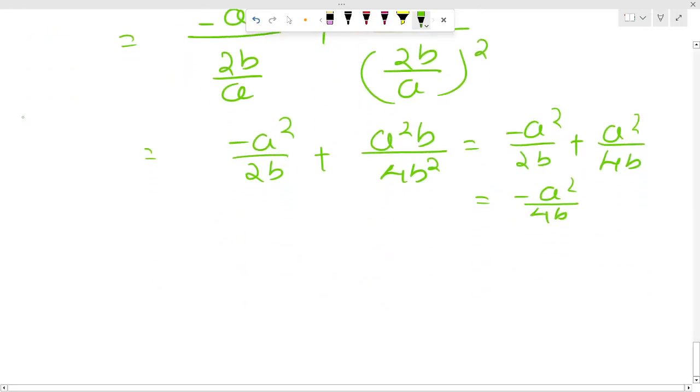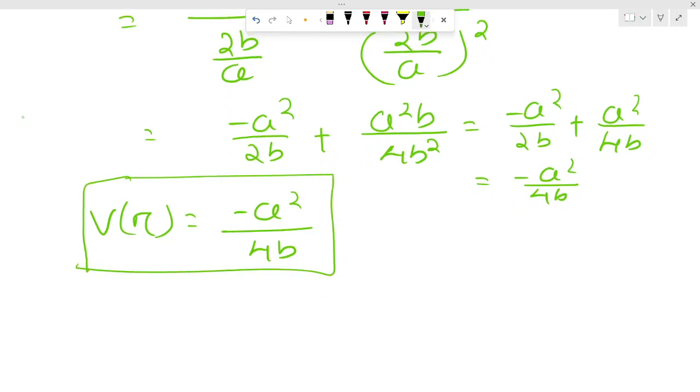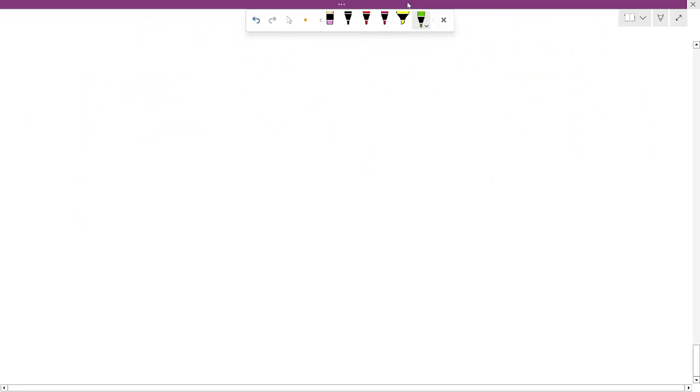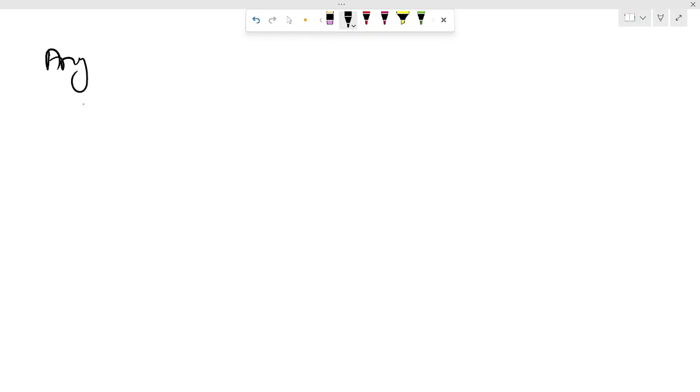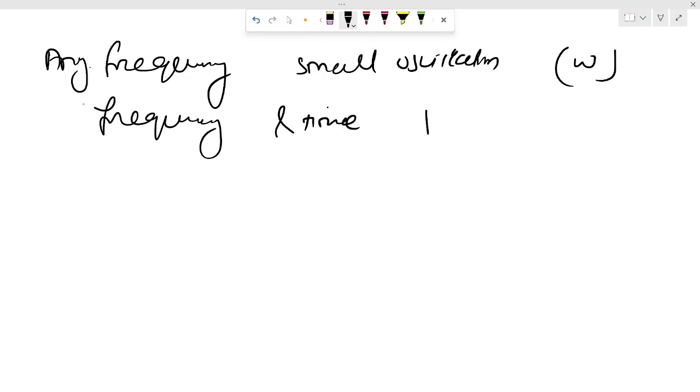Okay, do you get it? This one is the value of your potential at equilibrium, minus a square upon 4b. Okay, you got the answer? Yeah, very good. So questions also come from the application point of view. If you have to find out the angular frequency of small oscillation, that is your omega. And also the questions come, you have to find out the frequency and time period also. Let us do some kind of problems of that.